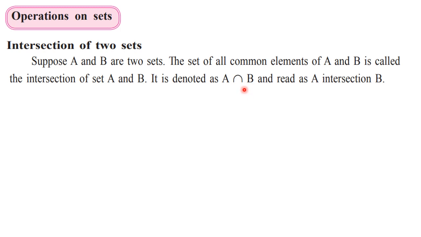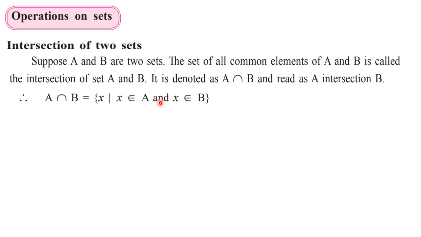Now let us see how to write it using the set builder form. That means this statement we can write symbolically like this: A intersection B is the set of all x such that x belongs to A and x belongs to B. And is there. That means the element should be present in both the sets. When we see the examples, you will understand it better.